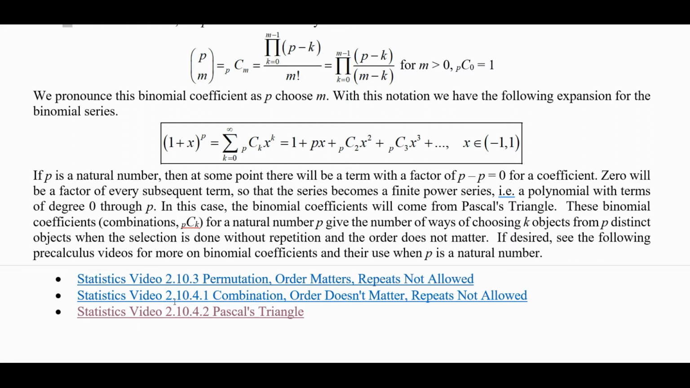And so I have 3 videos here from my statistics classes showing where we would use these binomial coefficients. But in that case, we're always looking at where p is a whole number, in fact, a whole number bigger than k.